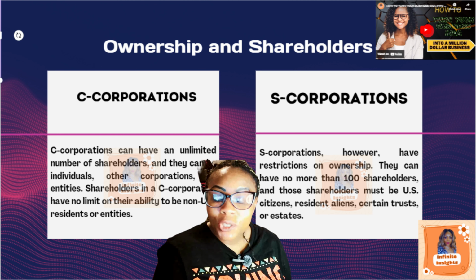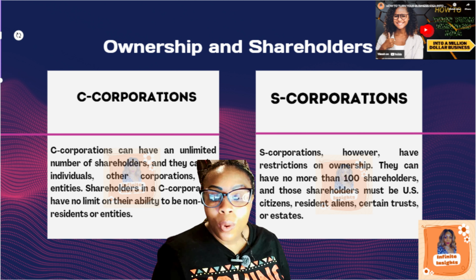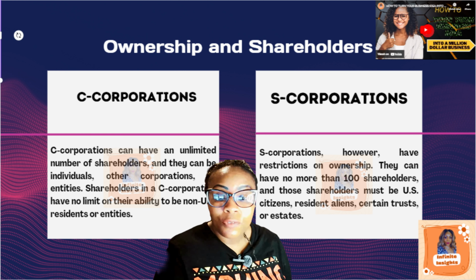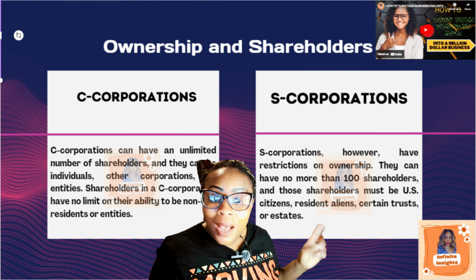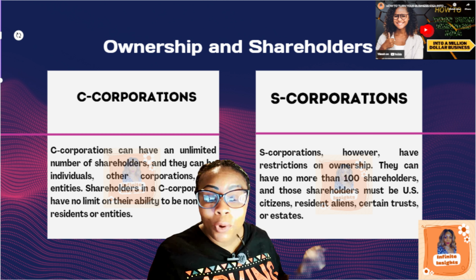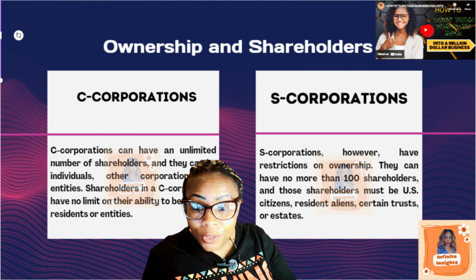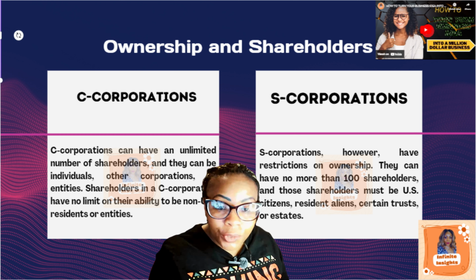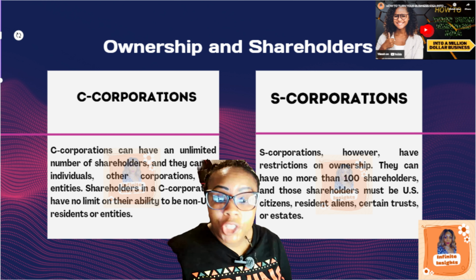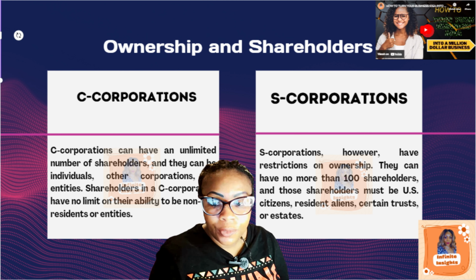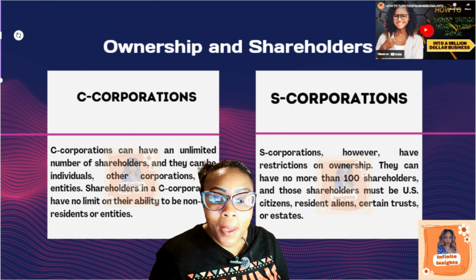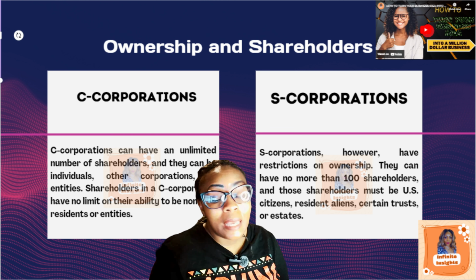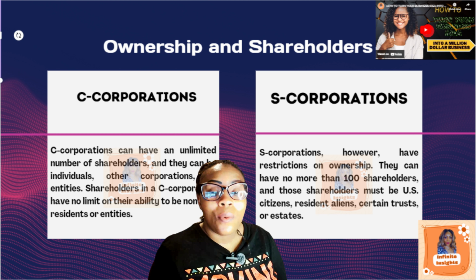However, S corporations have restrictions on ownership. They can have no more than 100 shareholders. C corporation has an unlimited number of shareholders. S corporation cannot have more than 100 shareholders. And the shareholders in the S corporation must be US citizens, must have permanent residency in the US, or they can be a trust or estates.